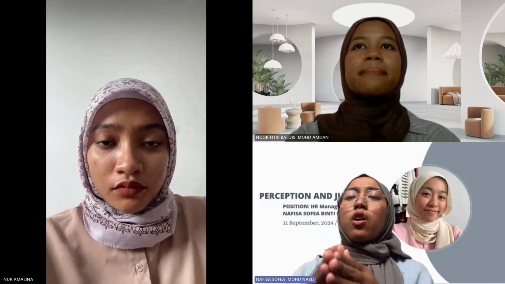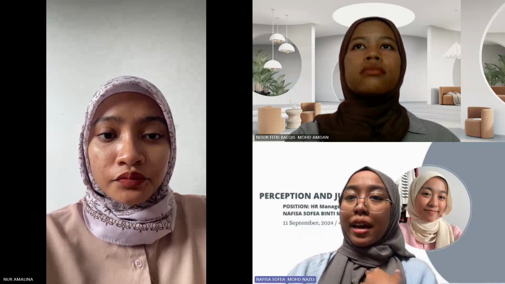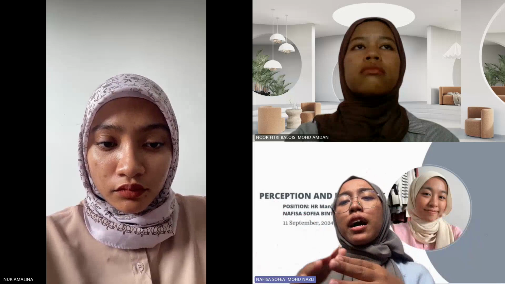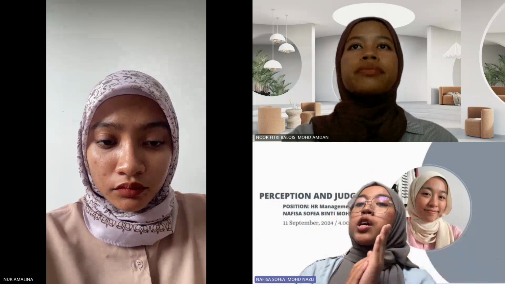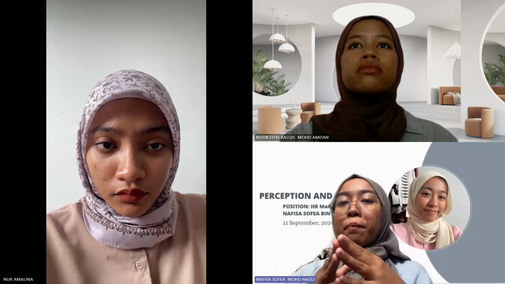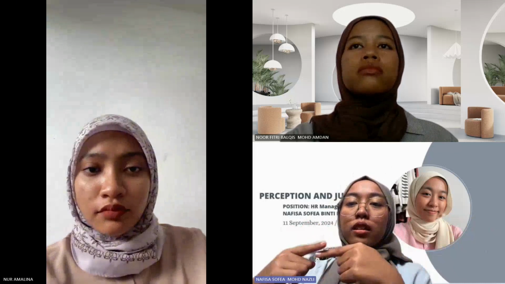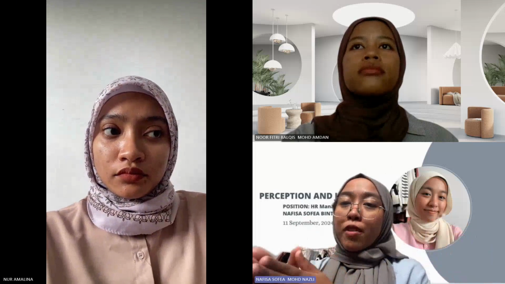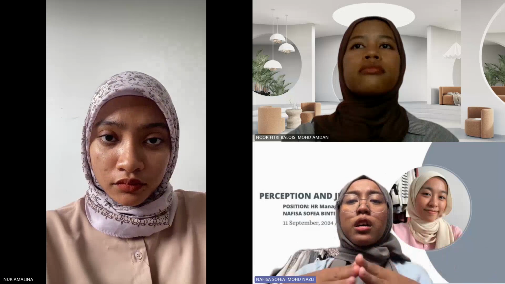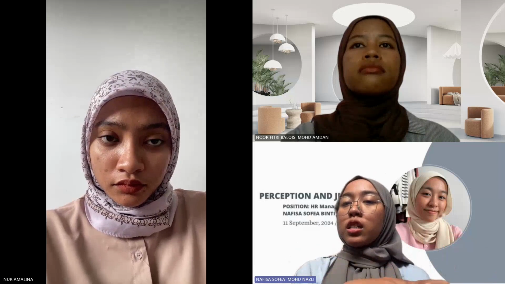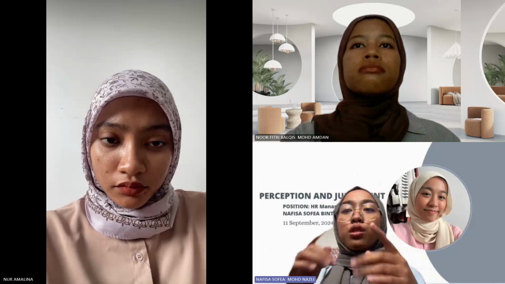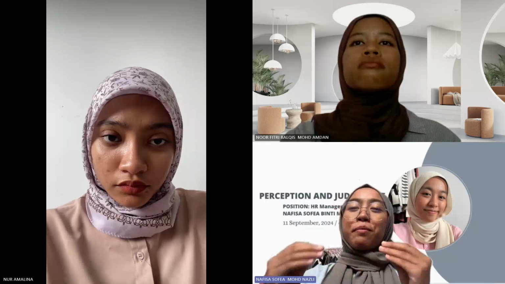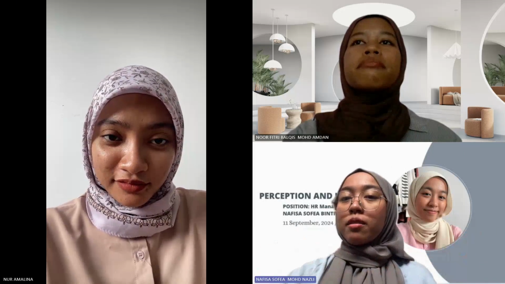The halo effect occurs when we let one positive trait, like someone being highly skilled in 3D modeling, influence our entire view of them. The opposite is true for negative traits, in the horn effect. And last but not least, the contrast effect can distort how we evaluate someone based on comparisons with others.